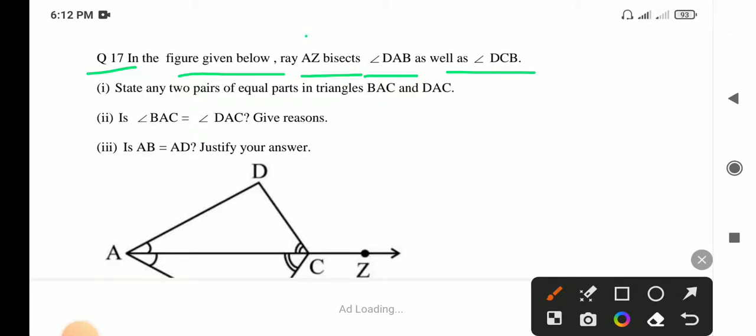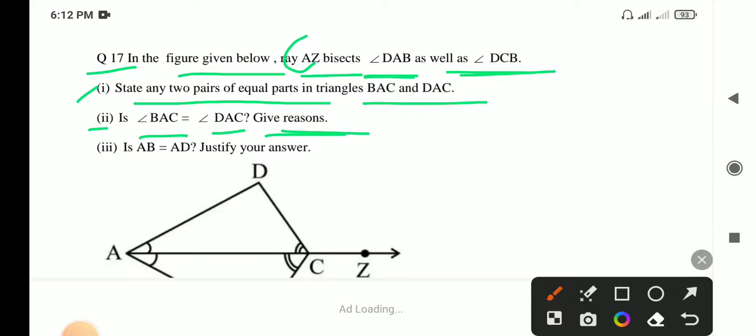There is a ray AZ which bisects angle DAB as well as angle DCB. And what do we need to do in this question? In first part, state any two pairs of equal parts in triangles BAC and DAC. Part 2, is angle BAC equal to angle DAC? If yes, why? If no, why? You have to write reasons also supporting your answer.